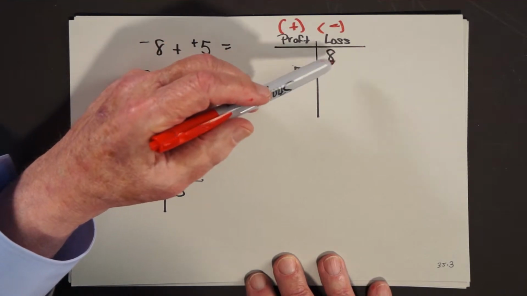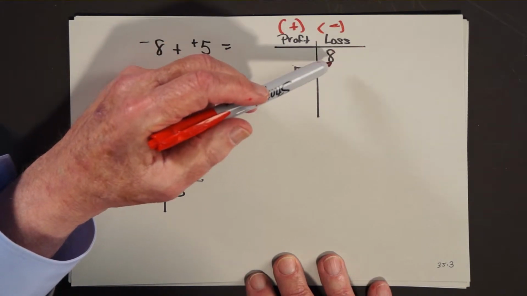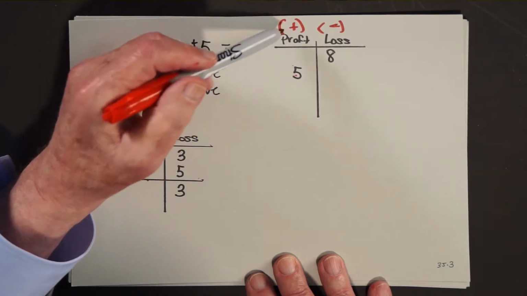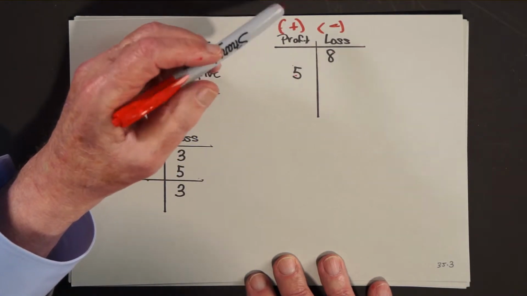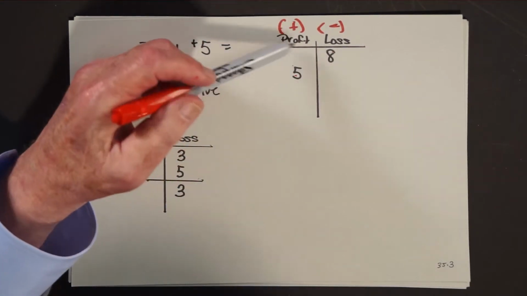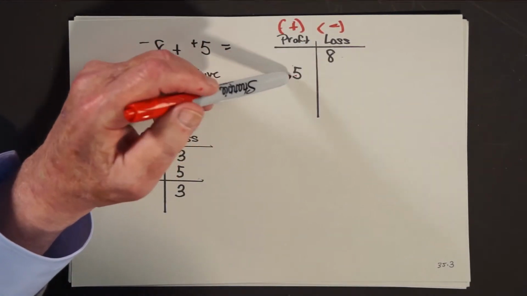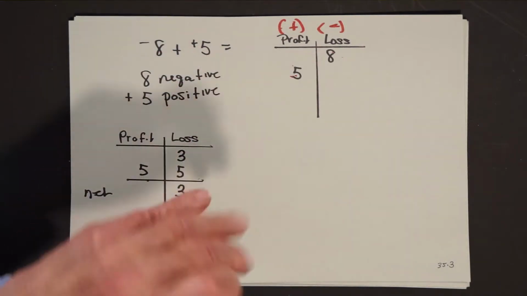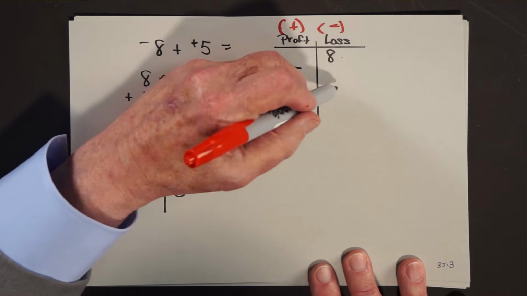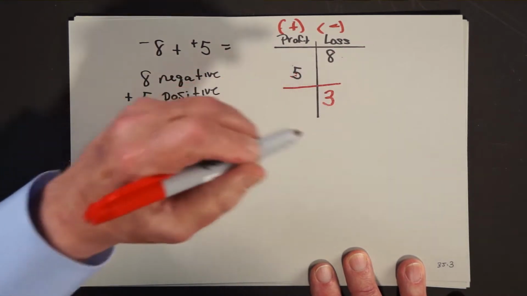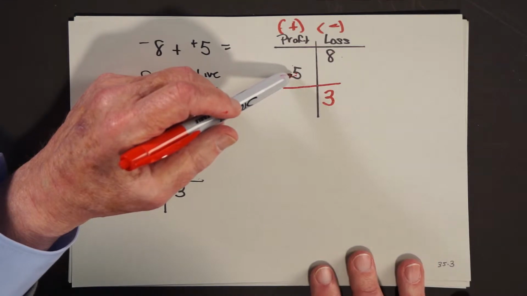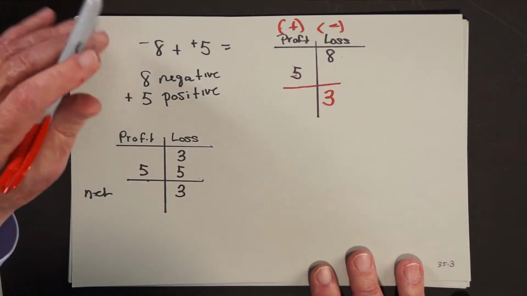By putting the 8 in the loss column, it now represents negative 8. By putting the 5 in the profit column, it represents positive 5. Again, what would you usually do here? Sometimes a person would just automatically say, well, I'll take away the 5 from the 8, so the net result is a $3 loss. The problem is, how would we say this using only our rules?